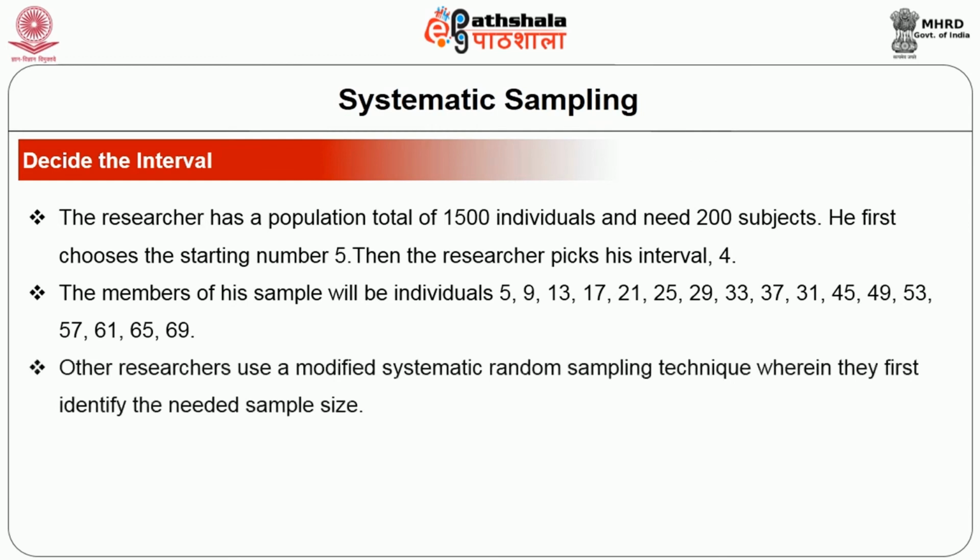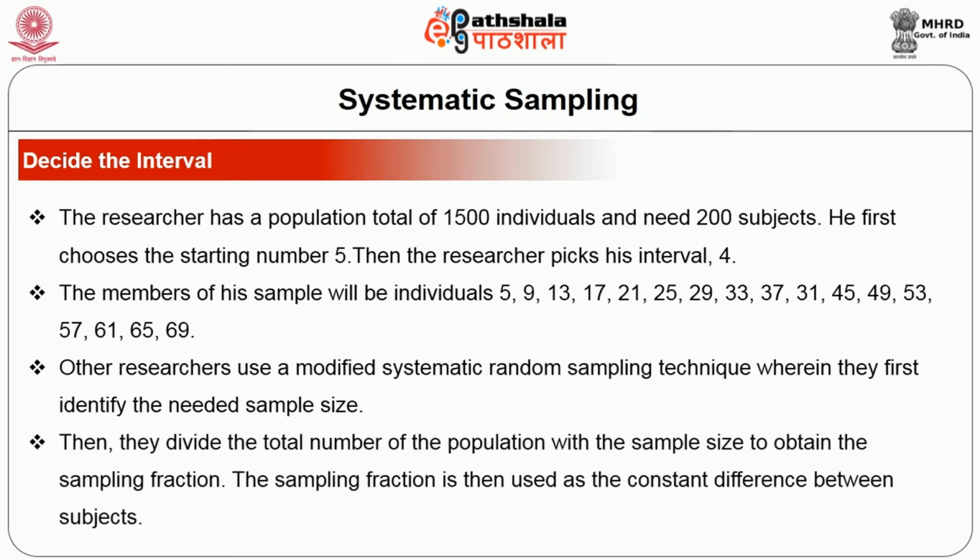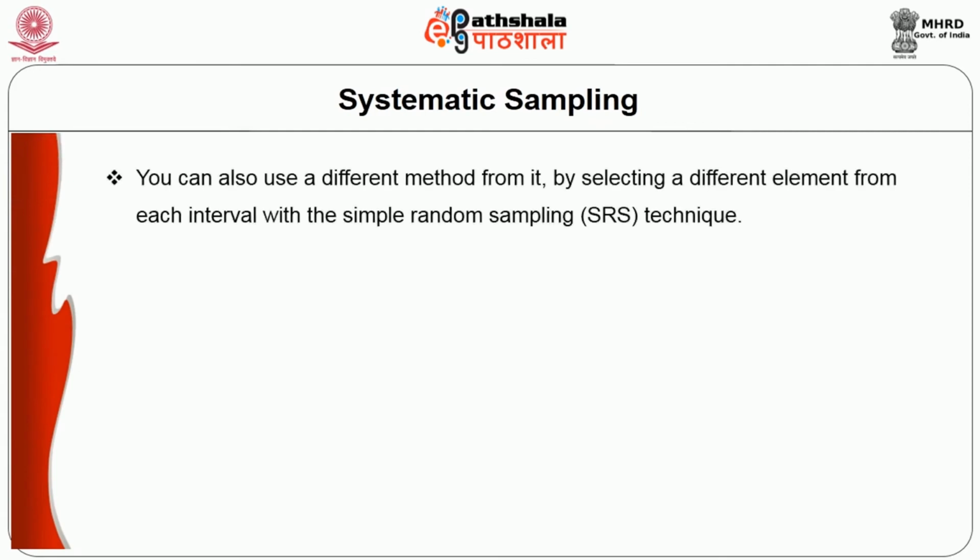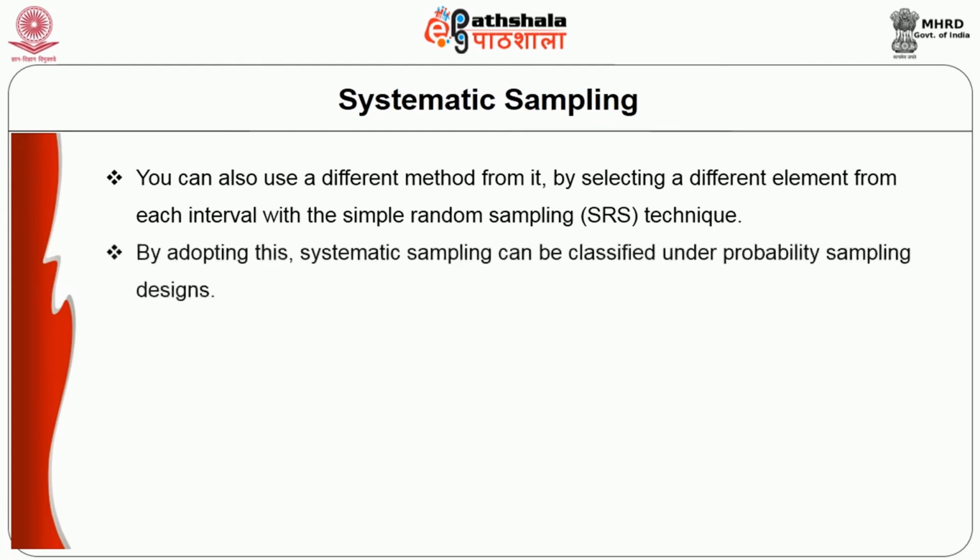Other researchers use a modified systematic random sampling technique wherein they first identify the needed sample size. Then they divide the total number of the population by the sample size to obtain the sampling fraction. The sampling fraction is then used as the constant difference between subjects. You can also use a different method by selecting a different element from each interval with a simple random sampling technique. By adopting this, systematic sampling can be classified under probability sampling designs.